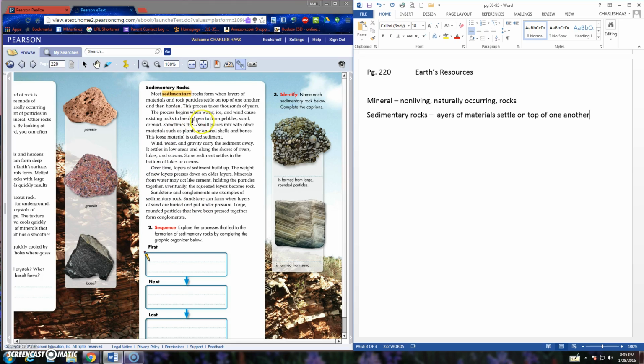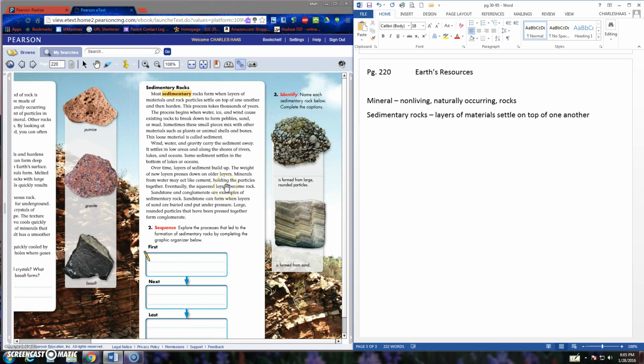The process begins when water, ice, and wind cause existing rocks to break down to form pebbles, sand, or mud. Sometimes these small pieces mix with other materials such as plants or animal shells and bones. This loose material is called sediment. Wind, water, and gravity carry the sediment away. It settles in low areas and along the shores of rivers, lakes, and oceans. Some sediment settles in the bottoms of lakes or oceans.